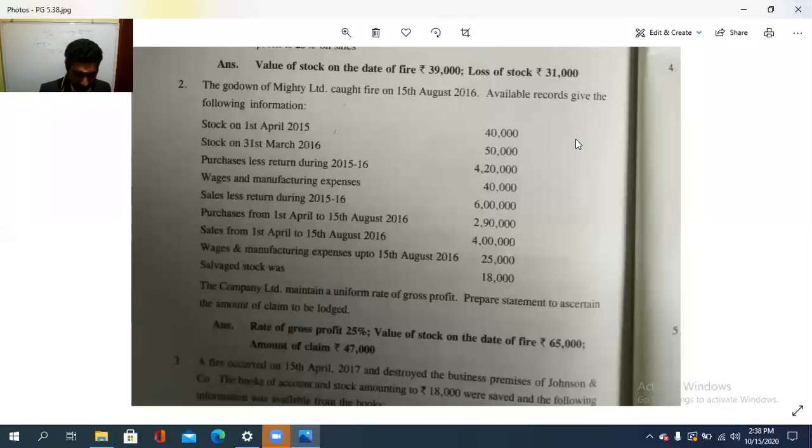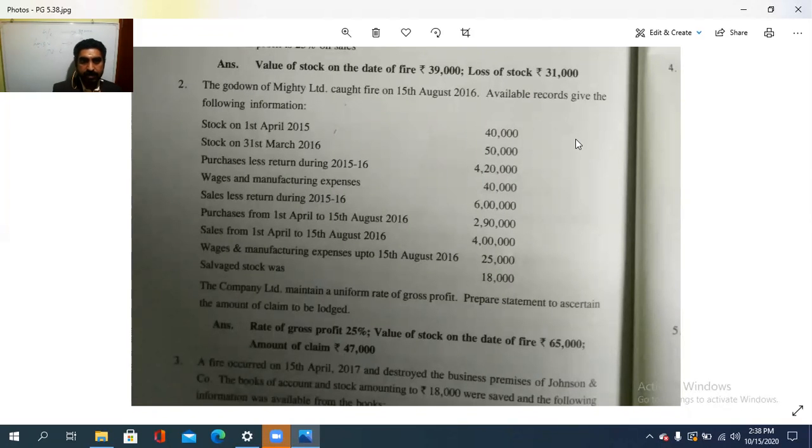So the second problem: the godown of Mighty Limited caught fire on 15th August 2016. Available records give the following information. 1st April 2015 stock and 31st March 2016 stock. Purchases less return during the year 2015-16. Wages and manufacturing expenses for that period. Sales less returns for that period. Purchases from 1st April to 15th August 2016.